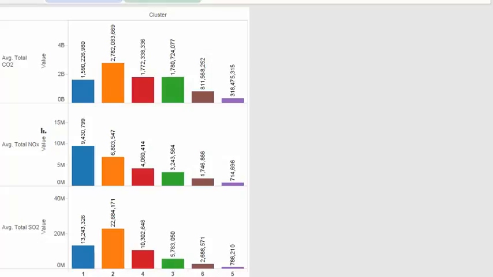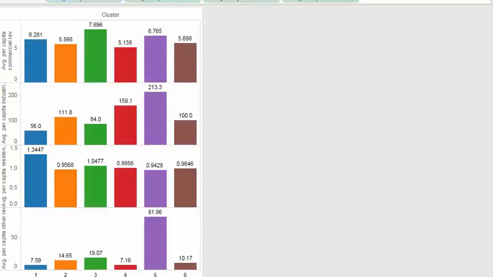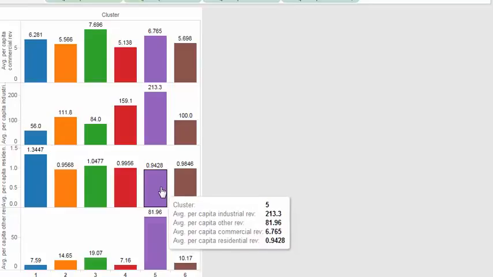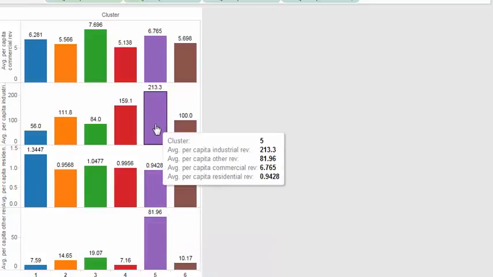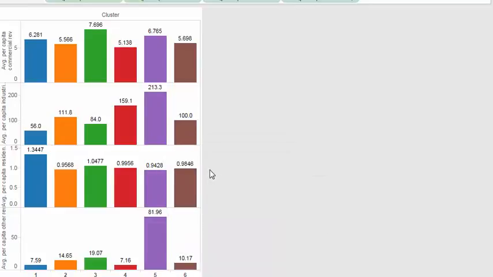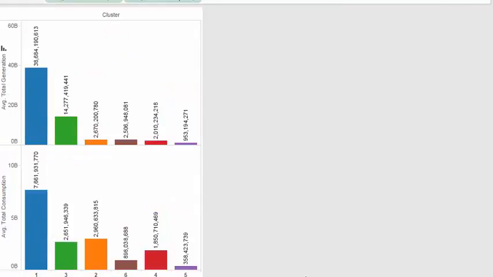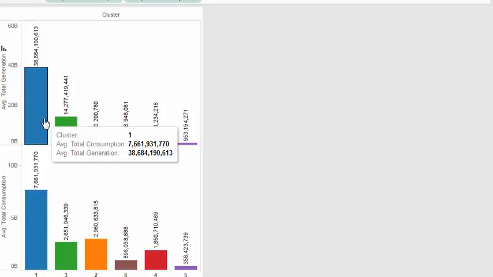We have also plotted per capita revenue, which is the revenue per customer, for our clusters. From this visualization, we can see that Cluster 5 has the maximum per capita revenue generated for almost all the sectors. Then, we have plotted the average electricity produced and average fossil fuel consumed for each cluster. In this sheet, we can see Cluster 1 has maximum electricity produced and maximum units of fossil fuel consumed.